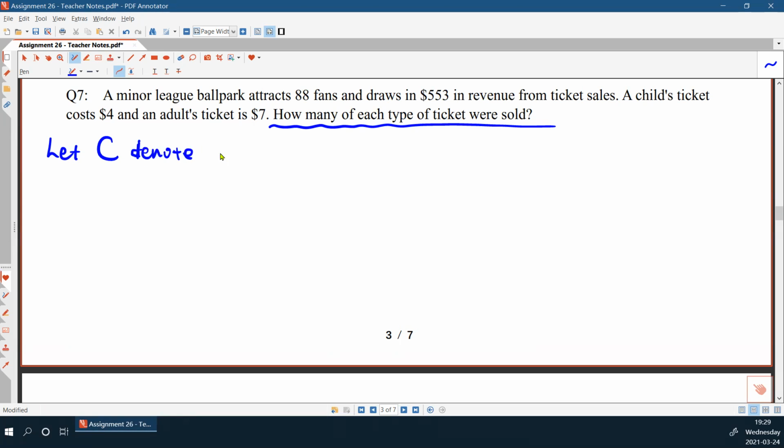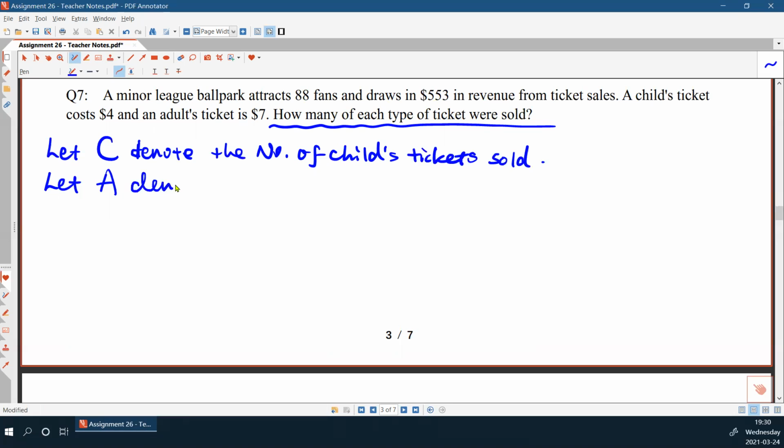Let's denote the number of child's tickets sold. Okay, because C is the first letter of child, so it's easy to remember, right? Of course, you can use X, but I strongly recommend to use some letter that is meaningful, that is connected to your variables. Okay, and here, adult, how about A?